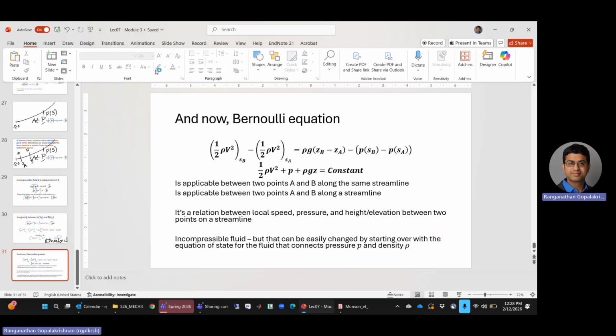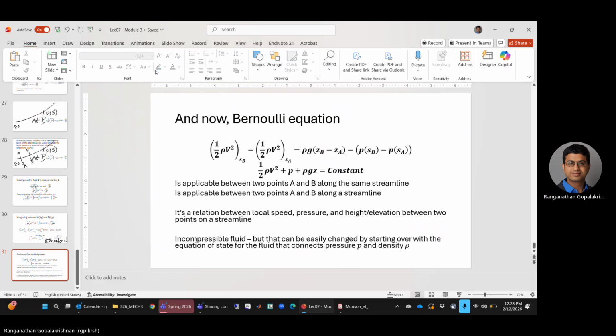You can write it between 2 points if you know their coordinates, or you can in general say the sum of half rho v squared plus pressure plus rho gz is a constant for the entire streamline, meaning you can take any 2 points and this constant will add up to be the same. And we'll see how to use it in problems.